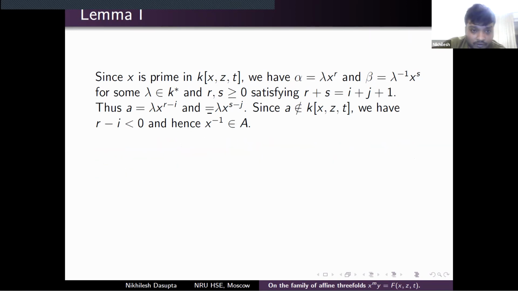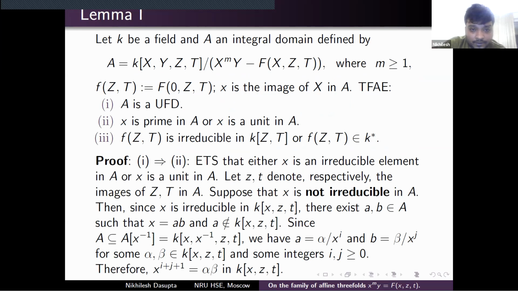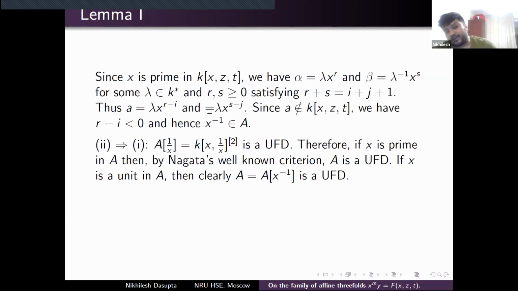2 implies 1. So let's look at the statement: X is either a prime or a unit. Now I have to show that it is a UFD. Well, we will use the Nagata criterion: if a Noetherian domain after inverting a prime element is a UFD, then the original Noetherian domain is a UFD. X is a prime element, is given to us. A[1/X] is K[X,1/X][Z,T]. This is a UFD. So by Nagata's criterion, it is a UFD. And if it is a unit, well, A[1/X] is A.